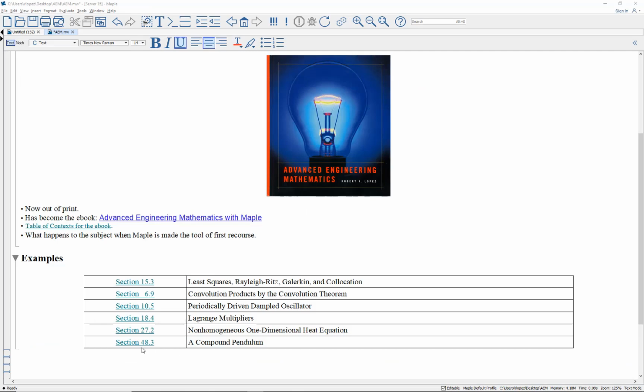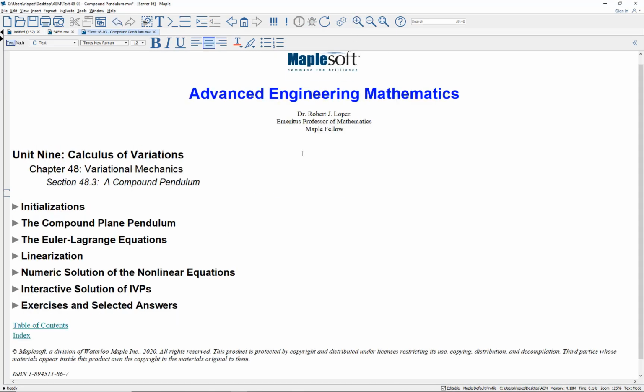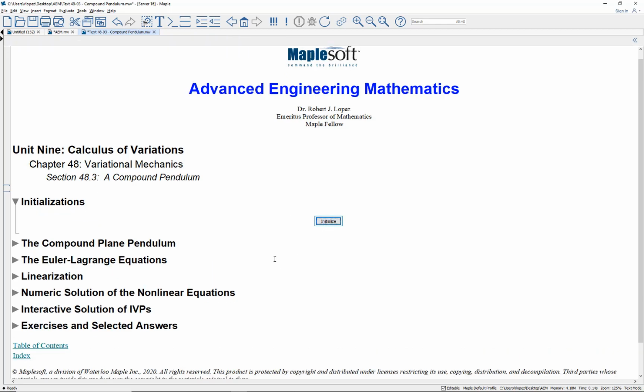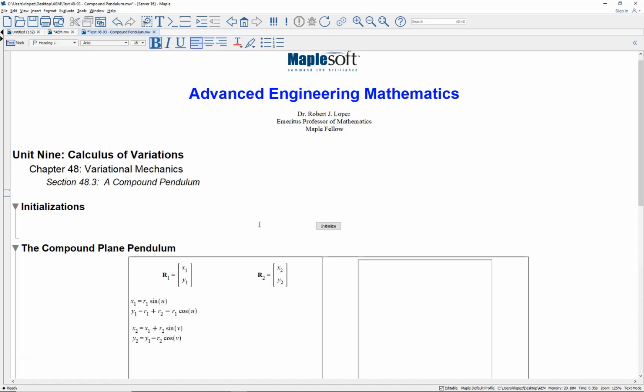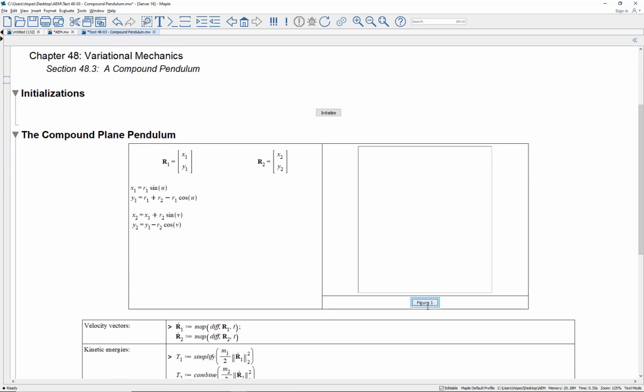A compound plane pendulum is studied in the 9th unit on variational mechanics. So we use the Lagrangian approach to solve this problem. We're going to begin by initializing, and then let's take a look at what the compound plane pendulum looks like. It'll be useful to have a figure.